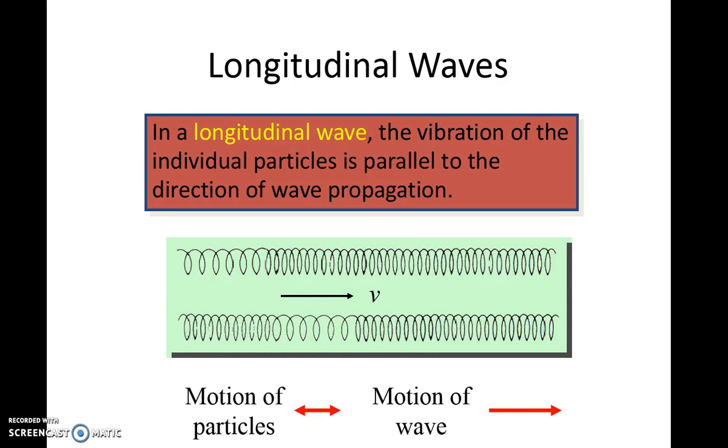Next we have longitudinal waves. In a longitudinal wave, the vibration of the individual particles is parallel to the direction of wave propagation. So if the motion of the wave is going this way, that means the particles are going to move in a direction that is parallel to it. So if the wave is going this way, the motion of particles is going back and forth in the same line.